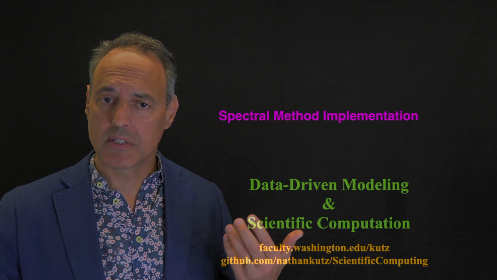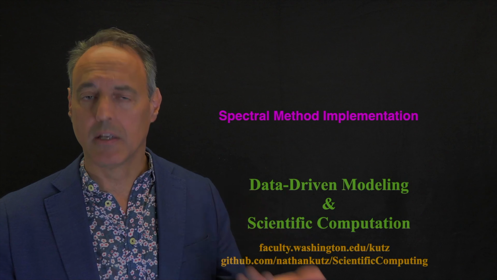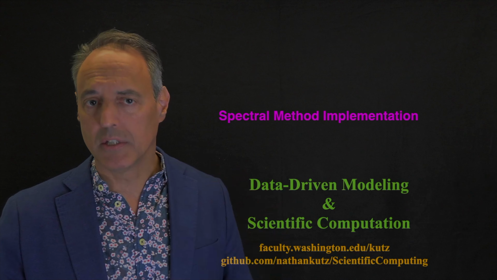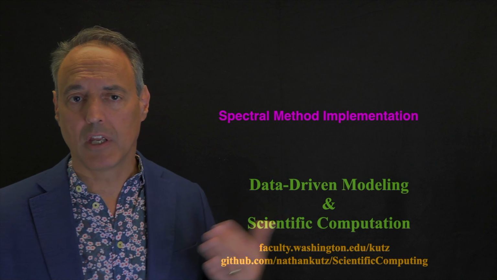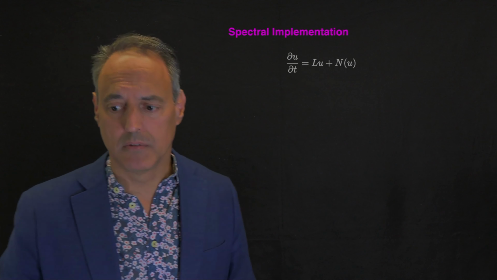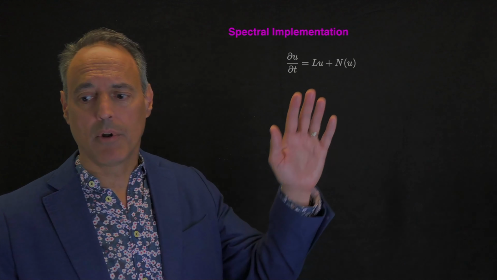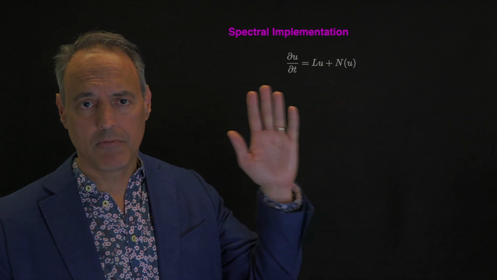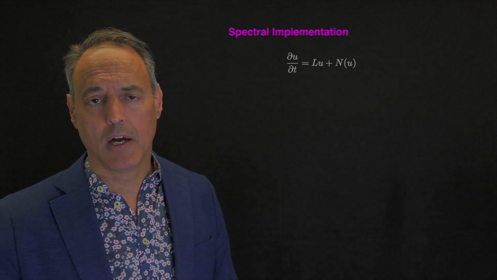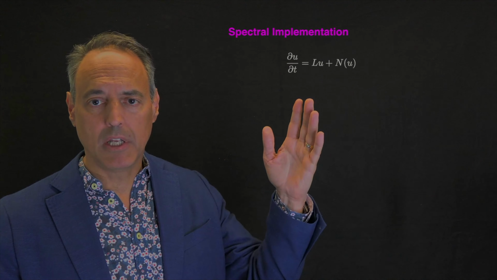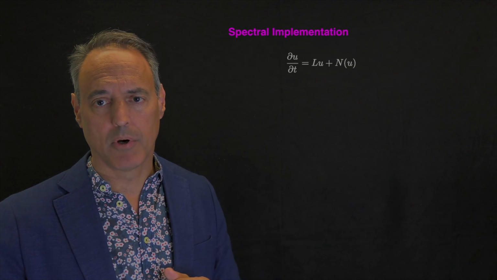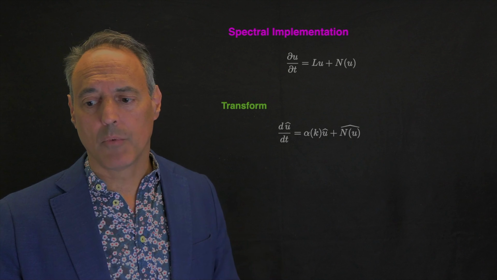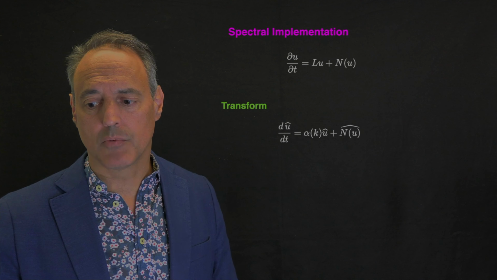So I like this example because it's pretty sophisticated, and yet it gets us to all the key ideas we need to be thinking about when we solve this kind of equations. So I want to first talk about the spectral implementation. For instance, here is a PDE that has a linear component and a nonlinear component. And so one thing that we can do with this is we can transform this, and we're going to turn this into a system of ODEs.